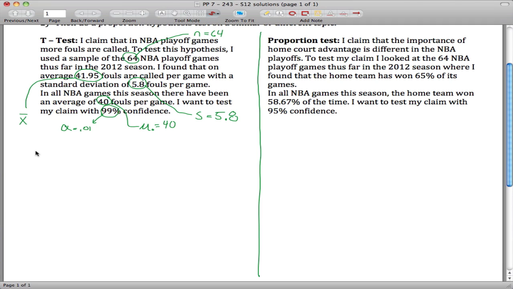First step in hypothesis testing is to state your null hypothesis and your alternative hypothesis. Denote those as H0 and H1. The alternative hypothesis is the claim. I claim that more is the key word here, fouls are called. So my alternative hypothesis is that mu is greater than this population parameter of 40. Mu is greater than 40. And my null hypothesis is that mu is equal to 40. What I have here is a one-tailed test. It's actually a right-tailed test, which you can write if you want.